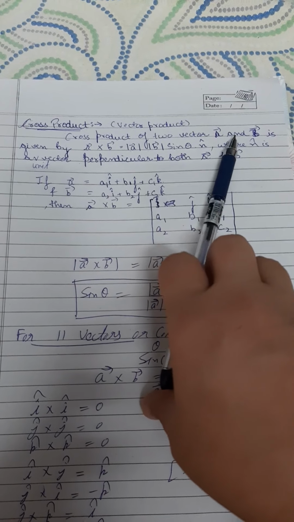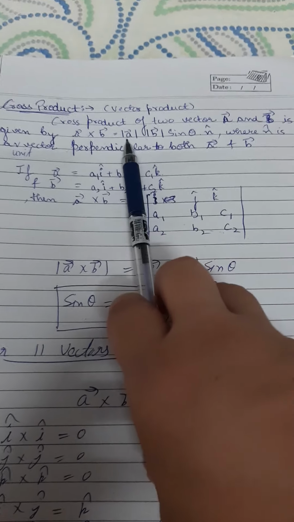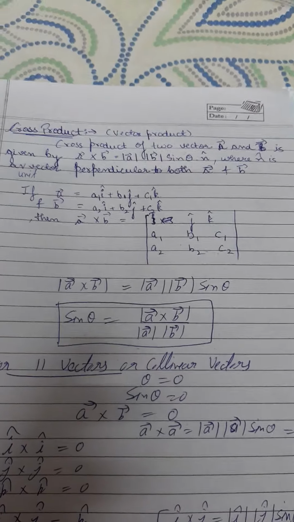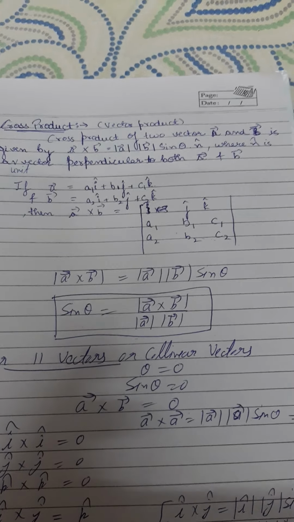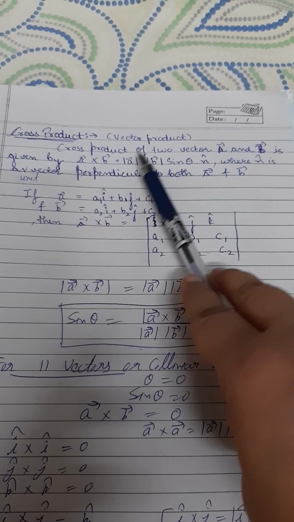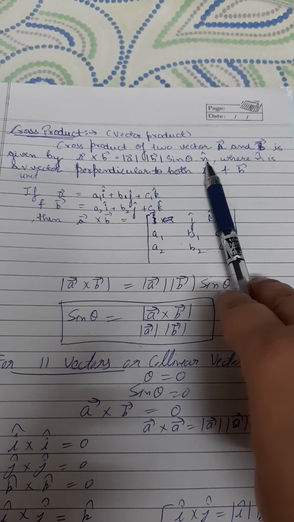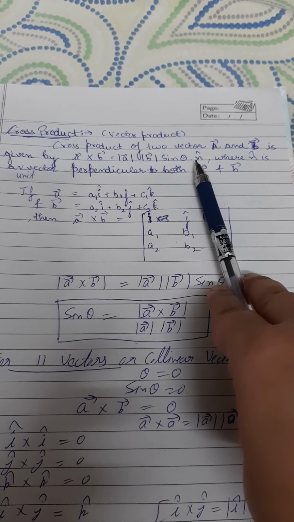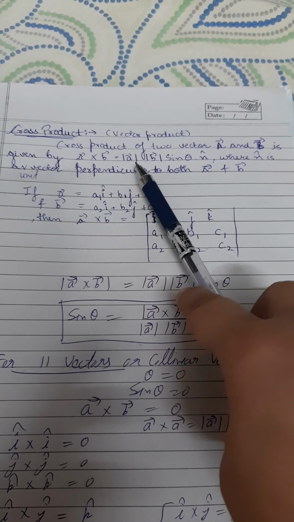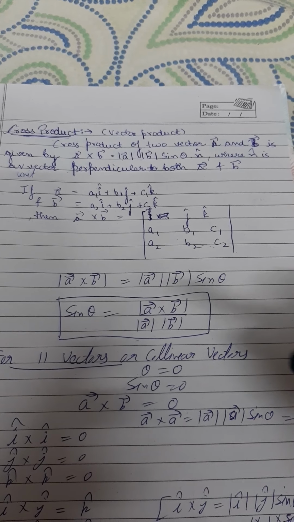Now what is the cross product? The cross product of two vectors A and B is given by A cross B, and it is equal to magnitude of vector A into magnitude of vector B into sine theta into n cap. Here, magnitude of A is a scalar quantity, magnitude of B is also a scalar, sine theta is also a scalar, but n cap is a unit vector which gives the direction to A cross B. And what is the direction of A cross B? It is a vector which is perpendicular to both A and B.